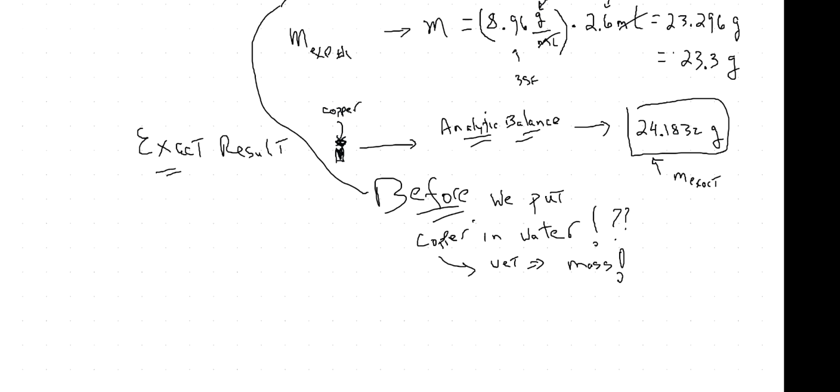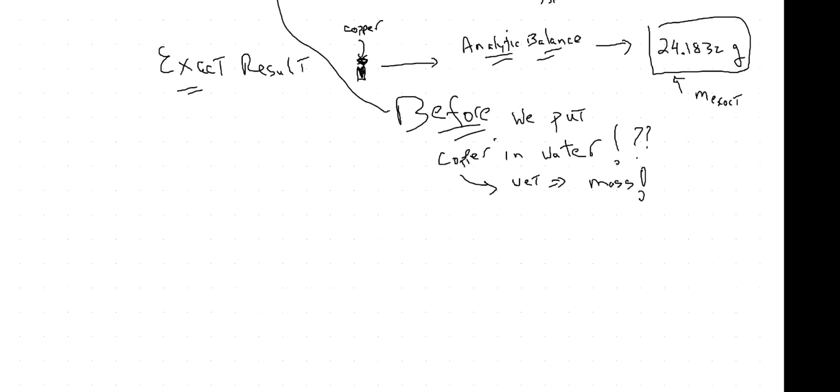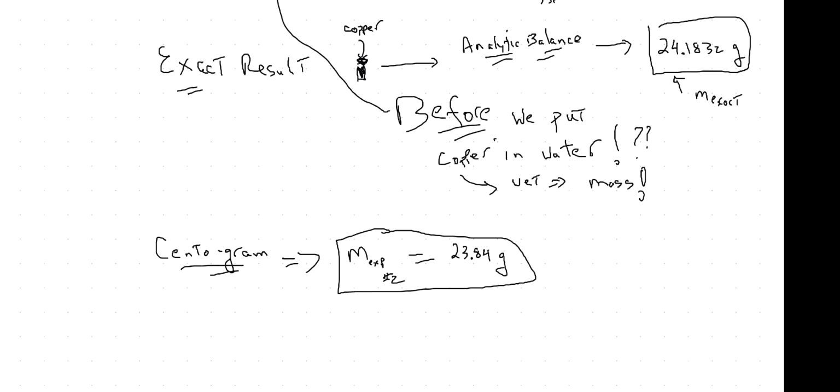All right, so now we have the centigram balance. We're going to put it on that balance, and I think they might call this mass experimental number 2. Let's say we put it on the centigram, and I'm making this up. Suppose we get 23.84 grams, and that's what we get with the centigram.